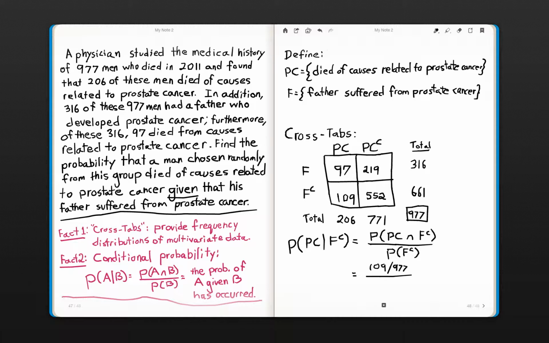Now that turns out to be the entire row here, where the sum total is 661. So that's 661 divided by 977. And that's just equal to, of course, 109 divided by 661. So in terms of decimal equivalent, that's about equal to 0.165. Okay, and that's our answer. Thank you very much.